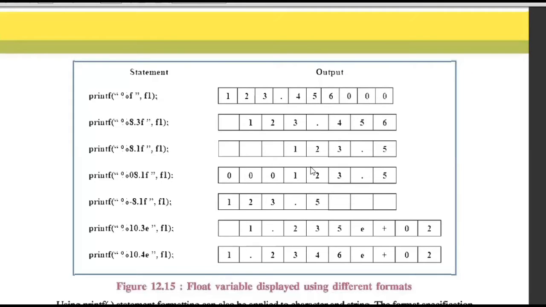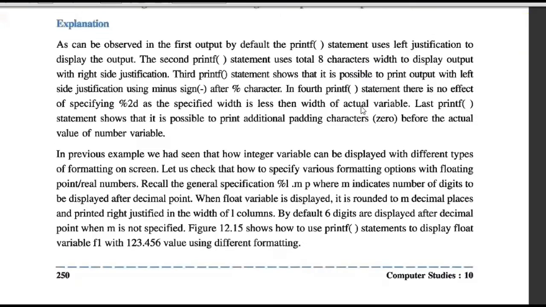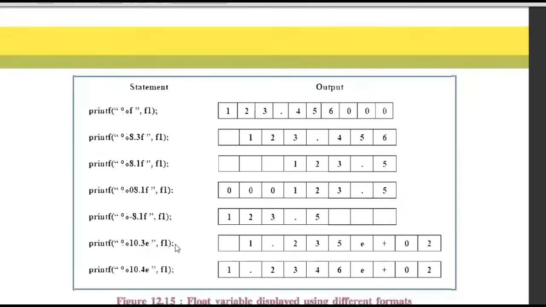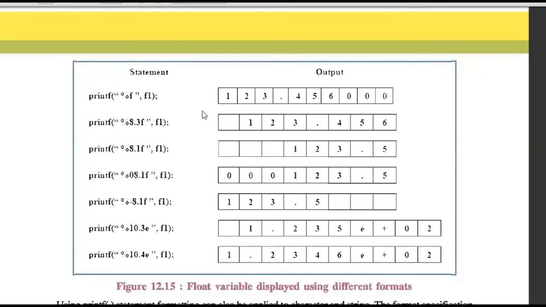Now this is some value, 123.456. Okay, that we are storing in this variable. This is 123.456, and how it will be represented, or how we can give output.